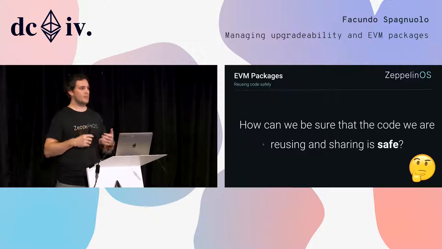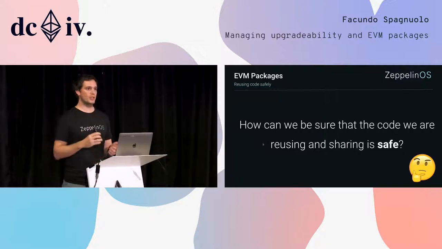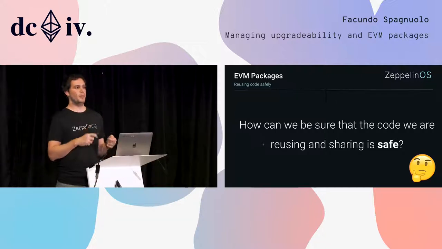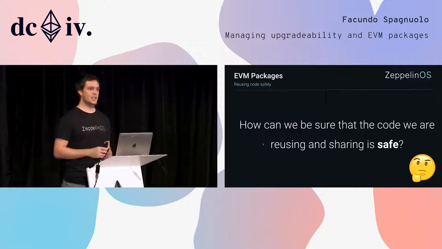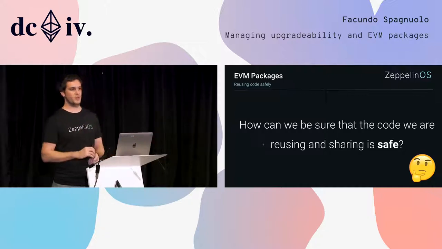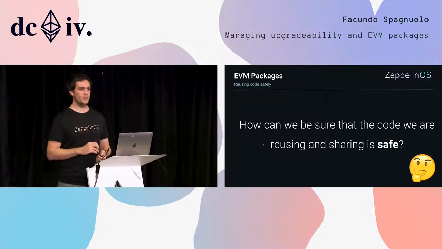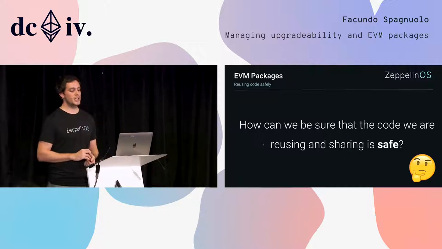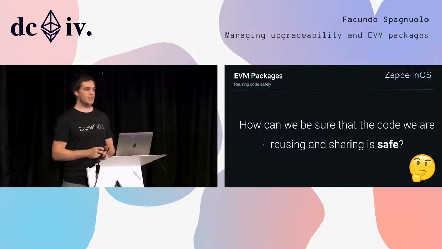We may, for example, hire an auditor in order to audit that code that was deployed on-chain. And the auditor may raise some findings on that code, and we'll tell the developer team to fix those bugs or to improve the things that we found there. And it will be kind of expensive to hire an auditor to do that every time we want to use a new dependency.